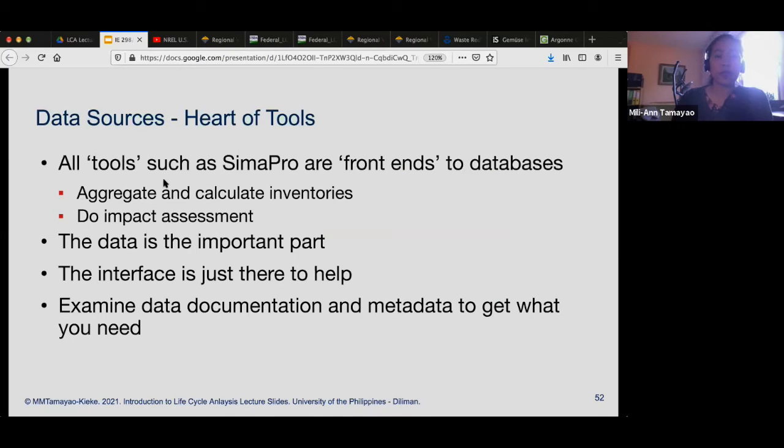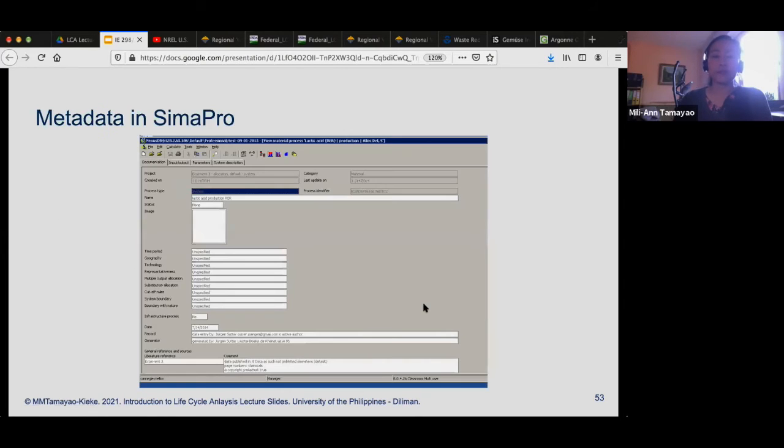Please remember that the data source is the heart of the tools. All tools such as SimaPro or GaBi are just front ends to the databases. These software aggregate and calculate the inventories and of course, perform impact assessment. But the data is the important part. The interface is there to help you visualize, organize information, present results, etc. But you have to examine the data documentation and the data to get what you actually need.